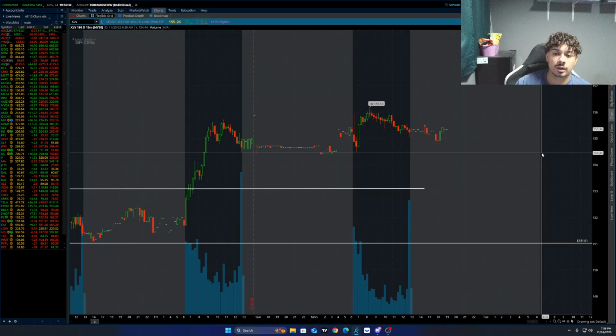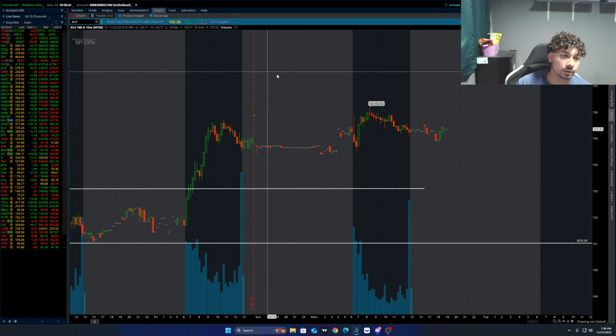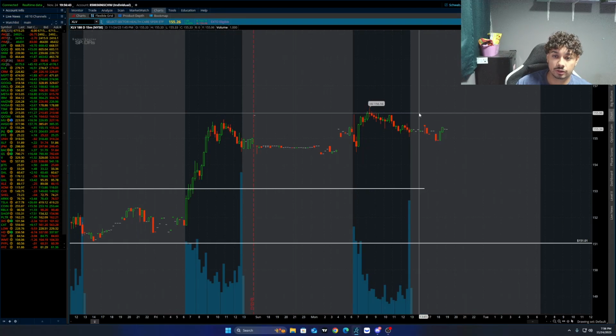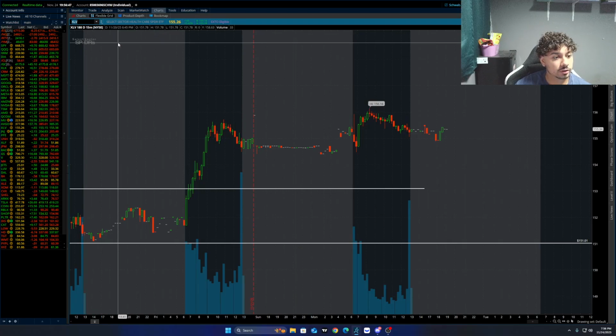At least yet. The only thing I can say is break below pre-market, short it. Anything above pre-market high, long it. And we see a nice doji right here, so that can signal a possible rejection from that area again. So let's look at something else.